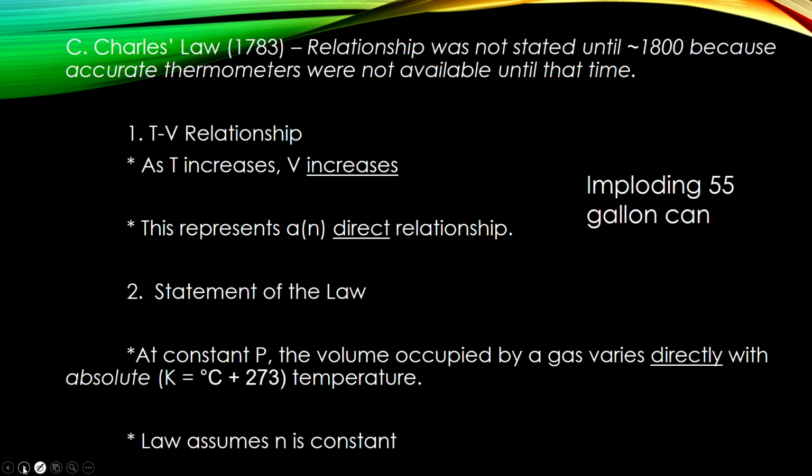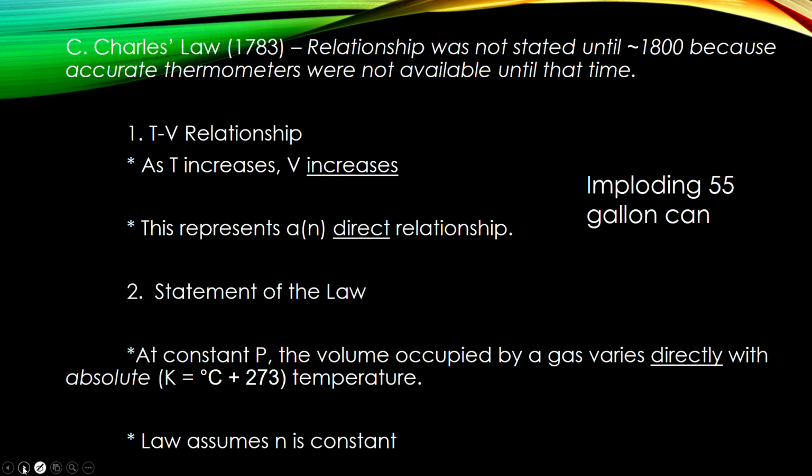The second law we're going to look at here is Charles' law. Charles' law shows the relationship between temperature and volume. He actually came up with this relationship, but it didn't really become a law until about 1800 because we didn't have accurate thermometers until about that time. So he came up with the idea a lot sooner than that, but we didn't officially adopt it until then. So basically what it says is the temperature increases, the volume decreases.